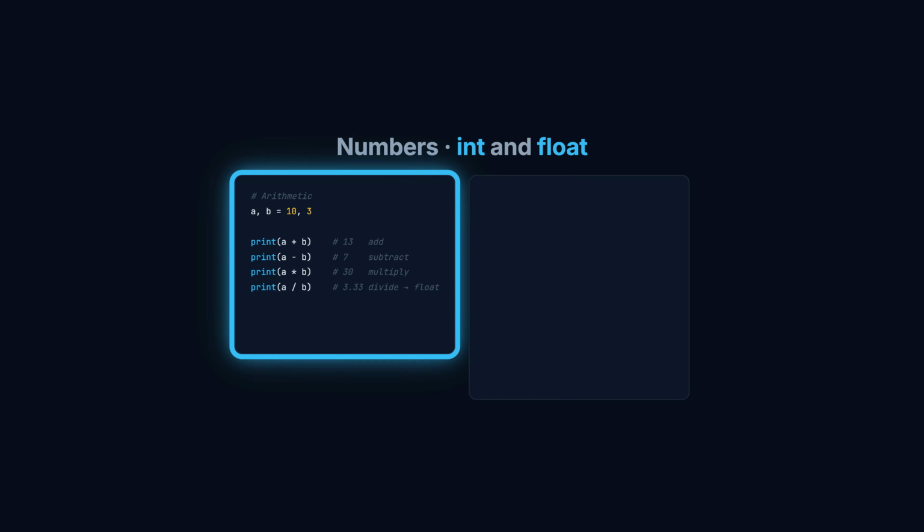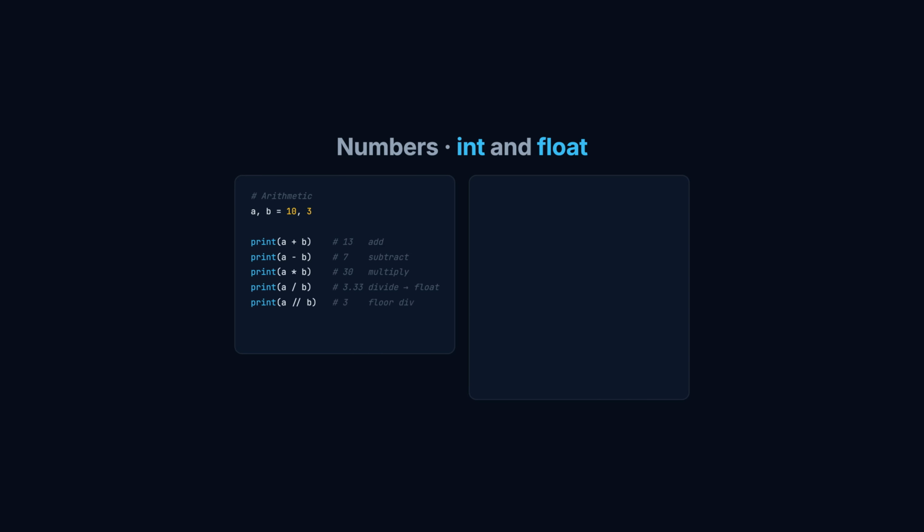If you want integer division, where Python drops the decimal and hands you back a whole number, use 2 slashes. 10 // 3 is 3. The fractional part is gone. The percent sign is the modulo operator. It gives you the remainder after division. 10 modulo 3 is 1, because 10 divided by 3 is 3 with 1 left over. Modulo is how you check if a number is even or odd. n % 2 == 0 means n is even. You will use it constantly.